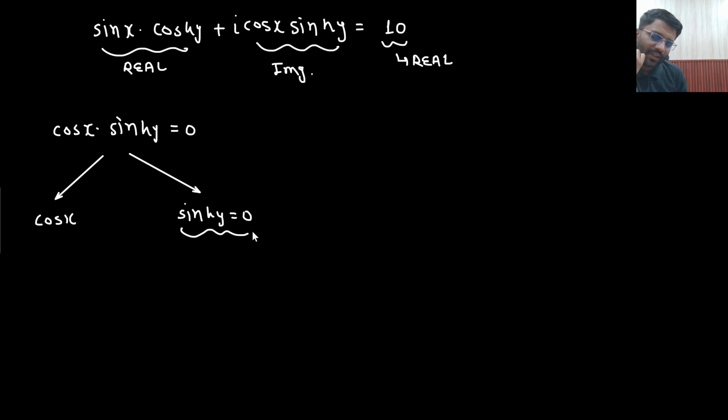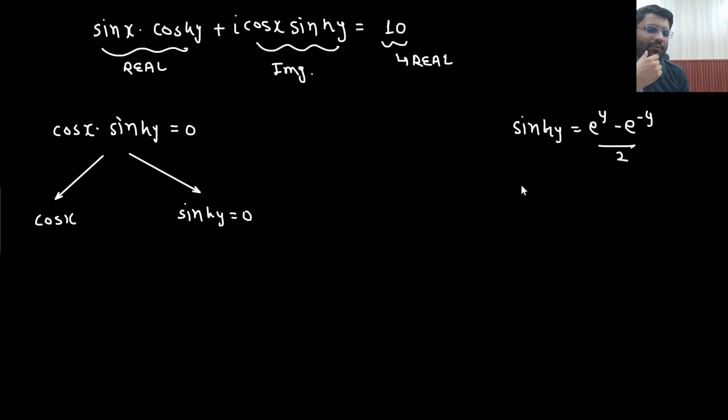Now if this is 0, then what will happen? If sin hyperbolic y is 0, what is sin hyperbolic y? It is nothing but e to the power y minus e to the power minus y divided by 2. When could this be 0? Only at y equals to 0, no? Because if you put y equals to 0, you get e to the power 0 minus e to the power 0 only. Are you able to understand this point?